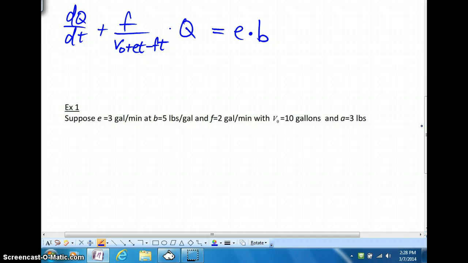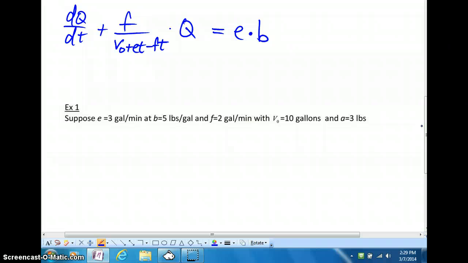And this is where we're going, guys. We're going to do more than just set up a differential equation now. We're actually going to solve it. And it says, suppose that E is 3 gallons per minute. So water coming into the tank is 3 gallons per minute. And the flow coming in is 5 pounds of salt per gallon. What's coming out? Well, you've got 2 gallons per minute coming out.